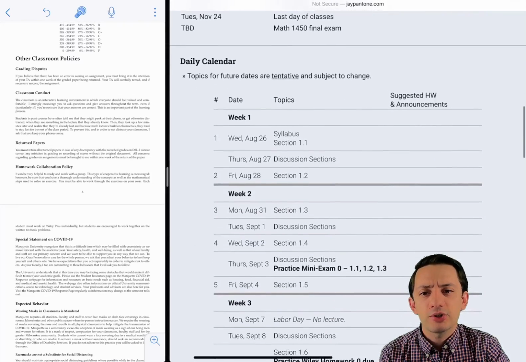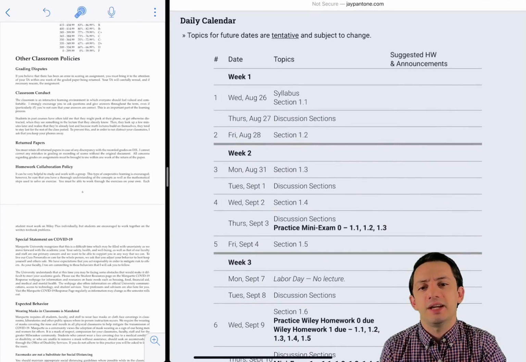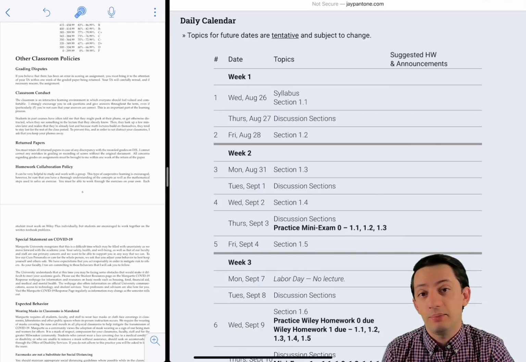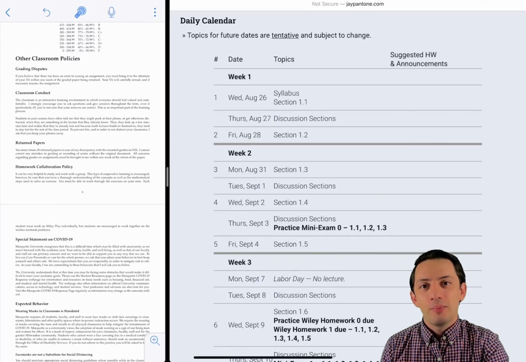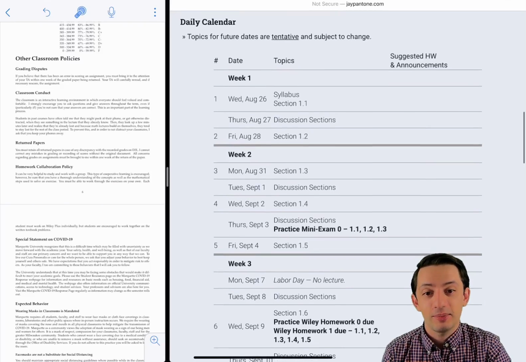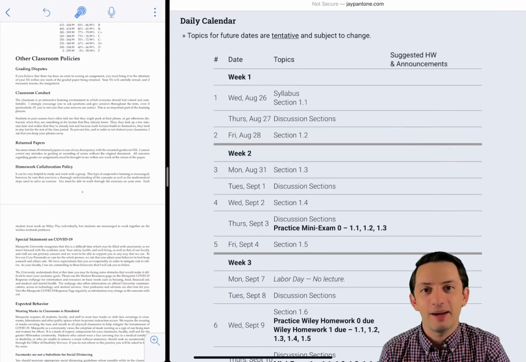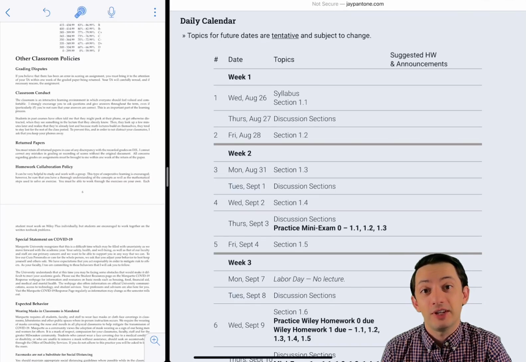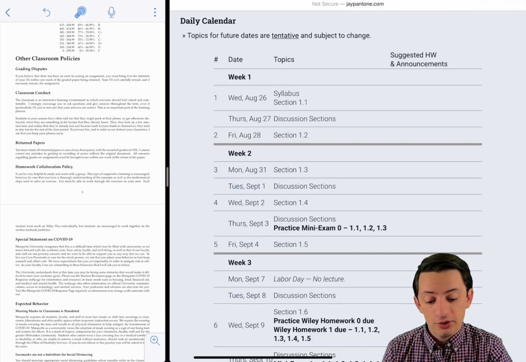Okay, let me go down to what I think is the most important part, which is the daily calendar. This is where you're going to find links to videos, and they're not there yet because I'm currently recording the videos. But if you go down to where it says syllabus right here, I can't point to this, that's a shame, you'll see this video. And you'll see videos for probably the first week by the time you look at this.